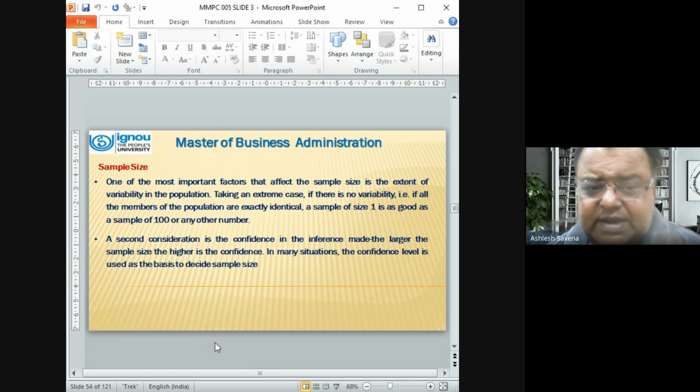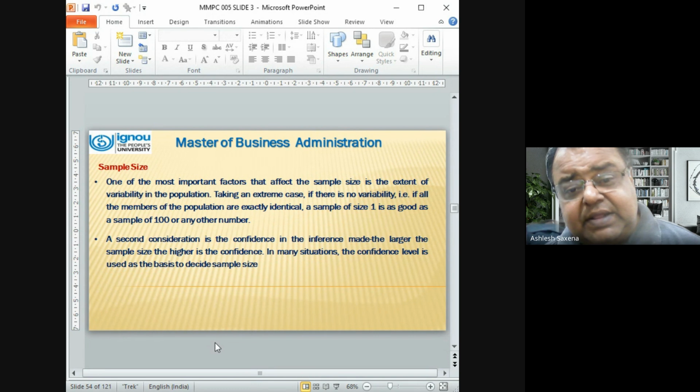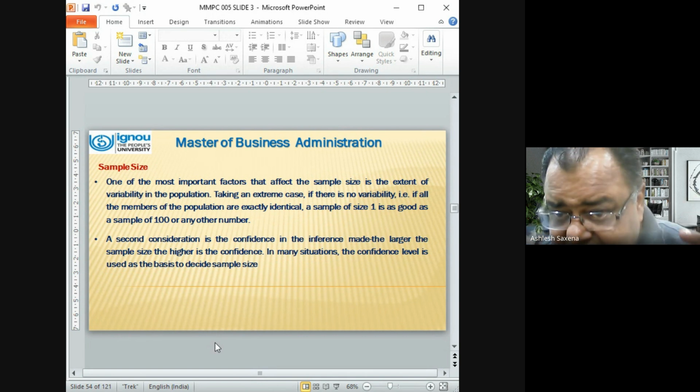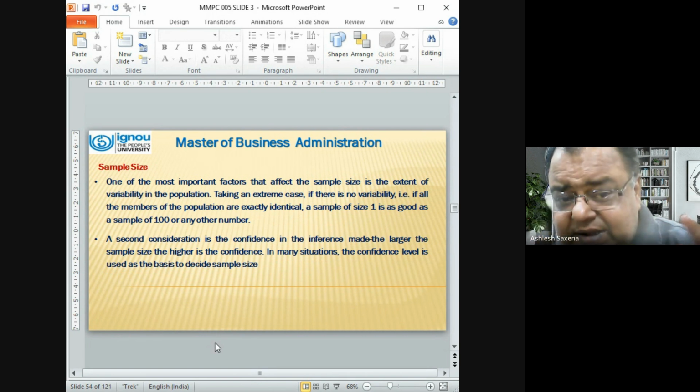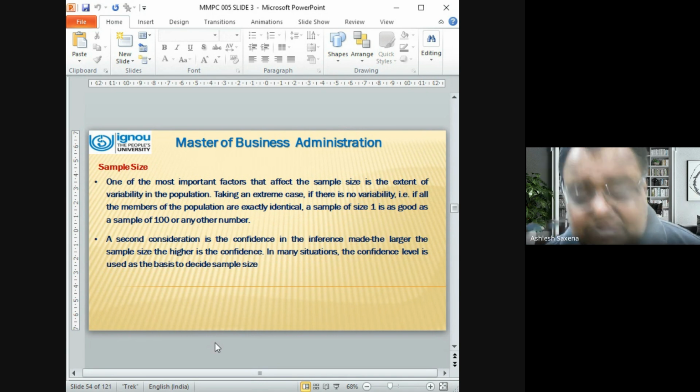A second consideration is the convenience of the inference made. The larger the sample size, the higher is the confidence. In many situations, the confidence level is used as the basis to decide sample size. Try to understand this line.